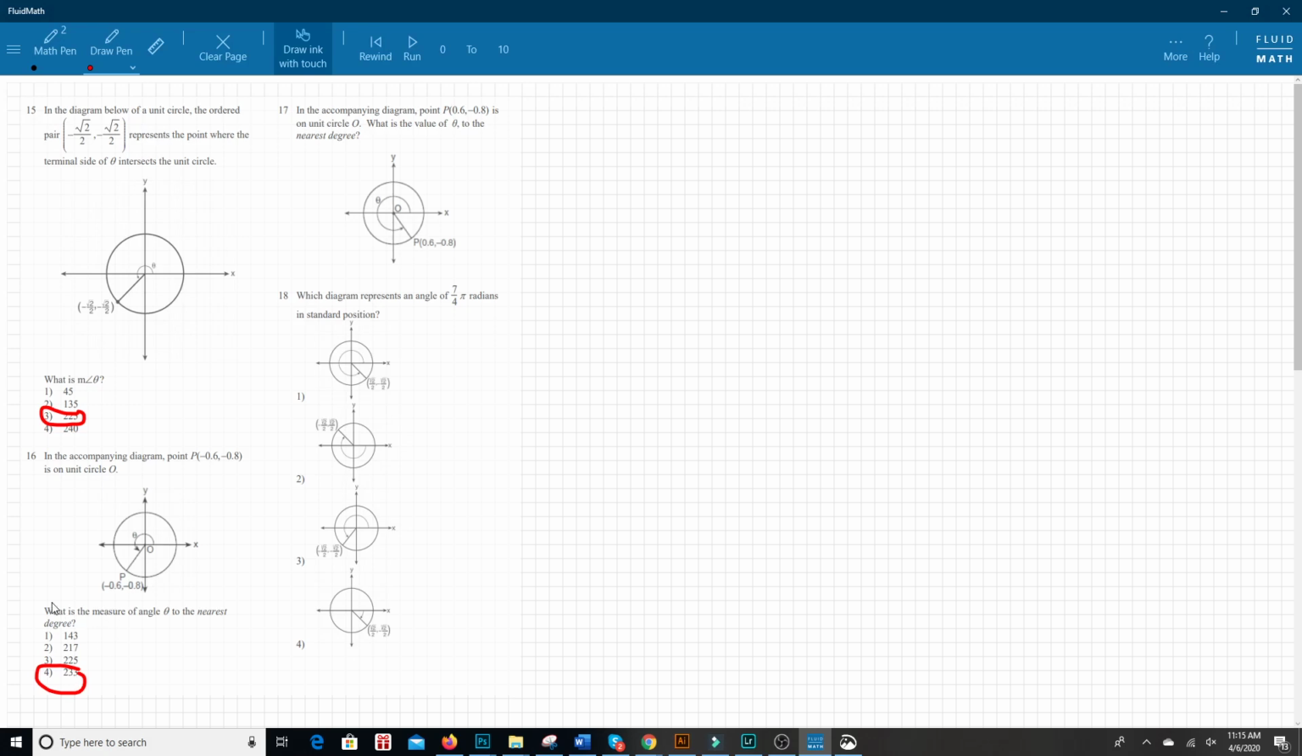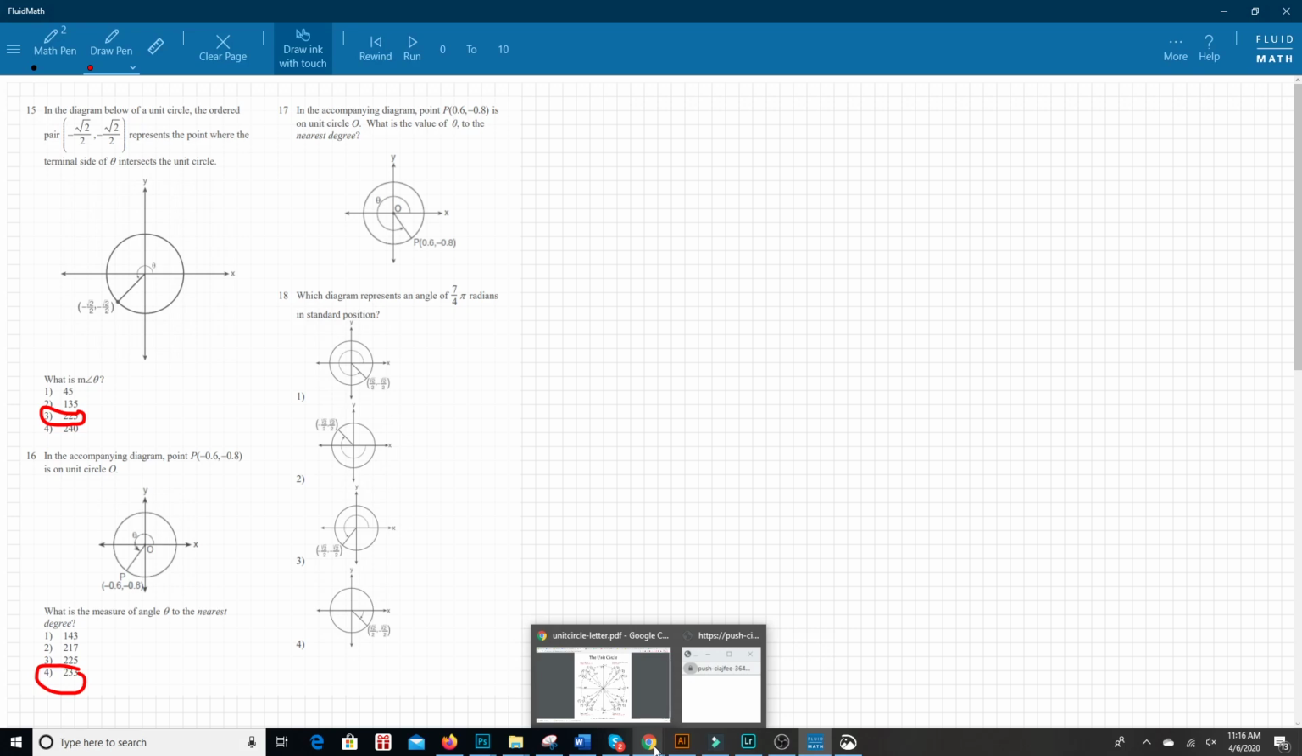Question 17 says, in the accompanying diagram, the point 0.6 and negative 0.8 is on a unit circle. What is the value of theta to the nearest degree? So we want to find the angle. Let's go back to our trusty little unit circle. One number represents the x, the other represents the y. One represents cosine, the other represents sine. So the cosine is going to be 0.6 and the sine is going to be negative 0.8.